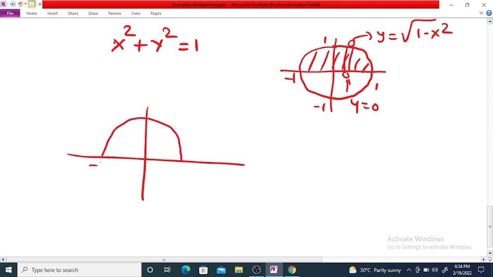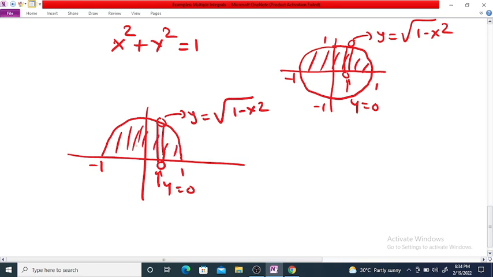Okay. Minus 1 to 1. So the strip enters at y equal to 0 and leaves at y equal to under root of 1 minus x square, and such a strip we are going to put from minus 1 to 1.